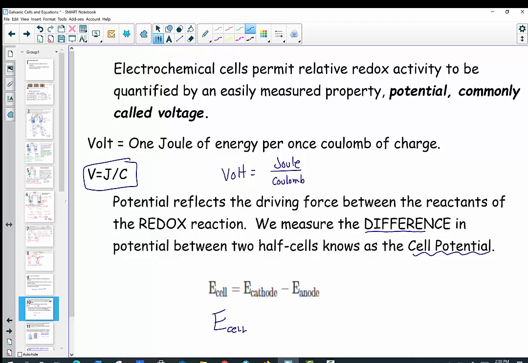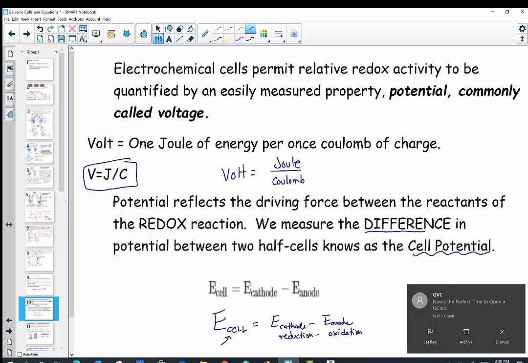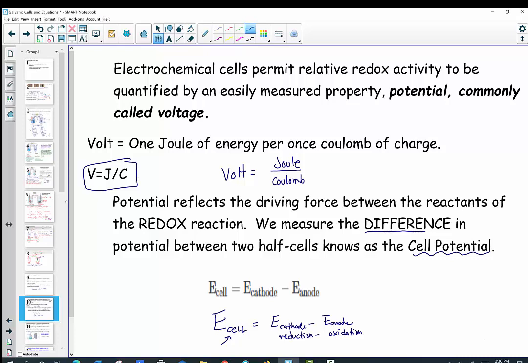A cell consists of two half cells, doesn't it? We have an anode and a cathode. And what we do is take the cathode minus the anode voltage to come up with the overall cell's voltage. Cathode minus anode. You can think of this as reduction minus oxidation. That's a critical formula in understanding the next set of calculations.